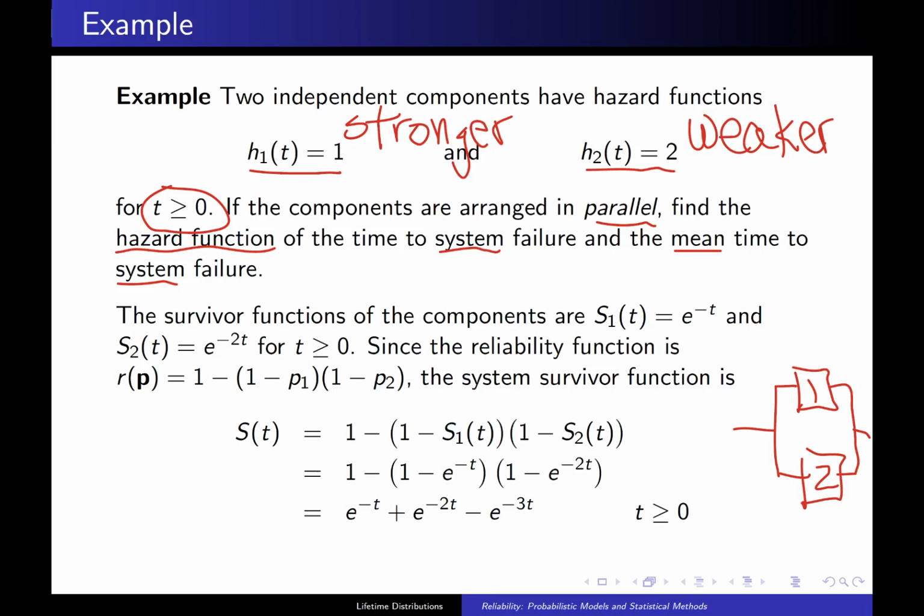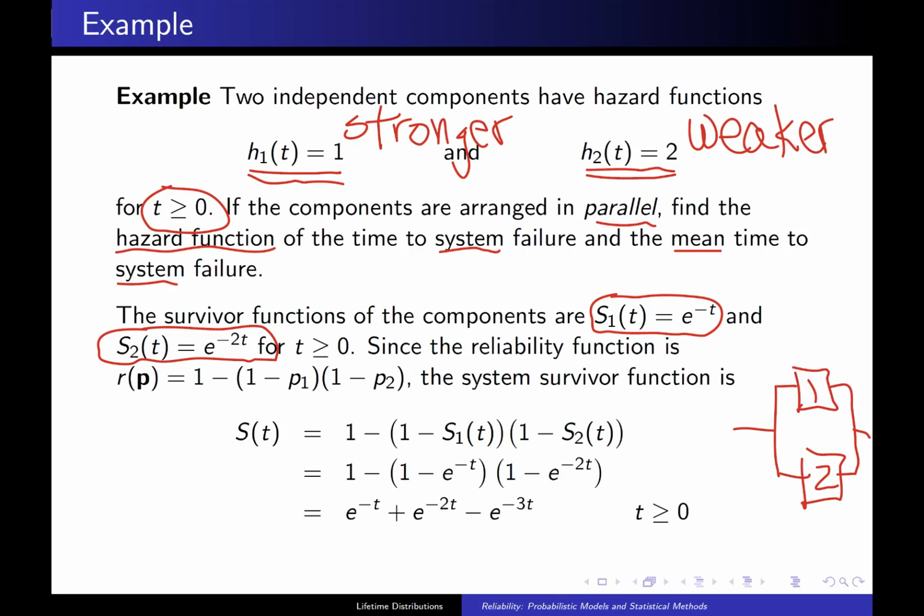So as usual, we begin by looking at the survivor functions, and our first component has a hazard function that looks like this, and using the 5 by 5 matrix you can conclude that its survivor function is e to the minus t. The second component has this hazard function, and again using the 5 by 5 matrix you can show that the survivor function for the second component is e to the minus 2t.